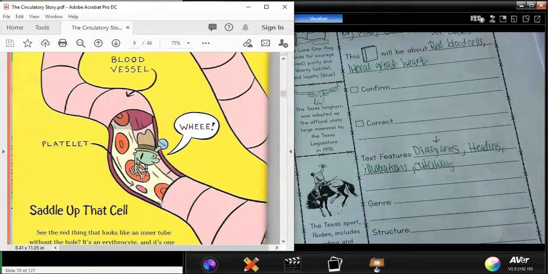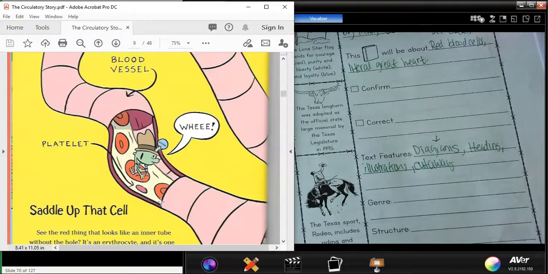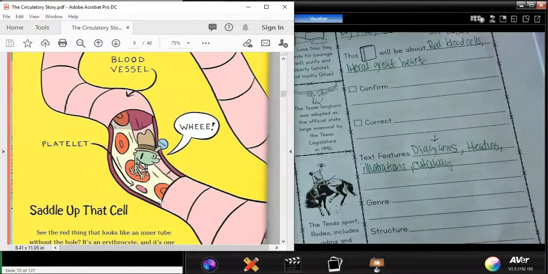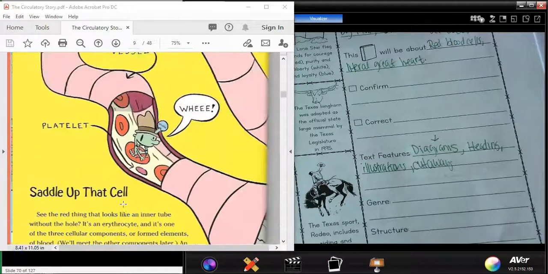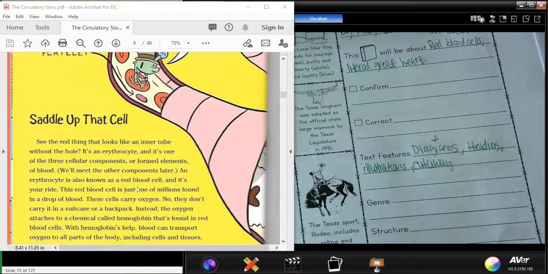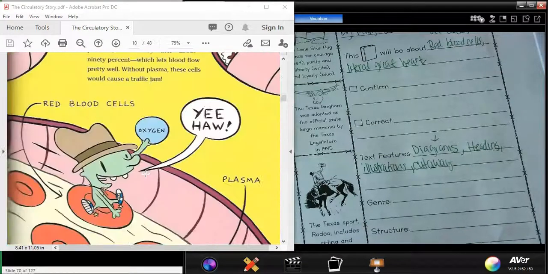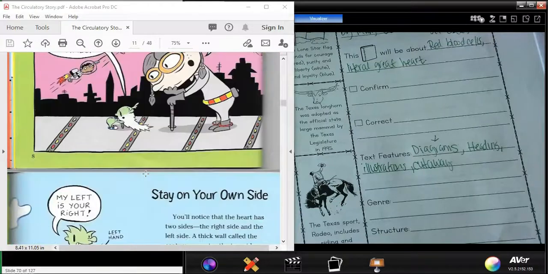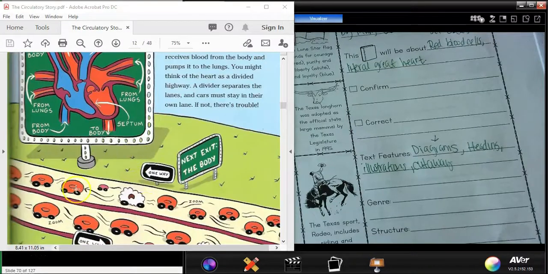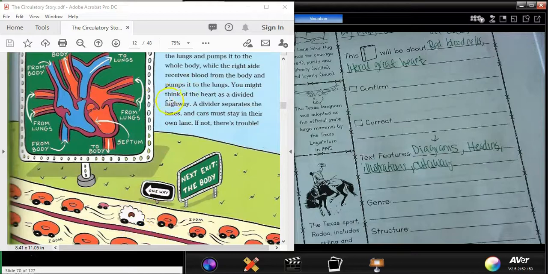Remember, your text features anchor chart should be in front of you. We have a heading, we have a diagram, illustrations, cutaways. Is there anything else that we are missing? So boys and girls, can this little creature actually be inside of our bodies? Saying, let me show you the body. No, right? So the author used a lot of what? Remember in this page when it said, if your heart is not divided, there can be a crash? Look what it compared it to, a highway.